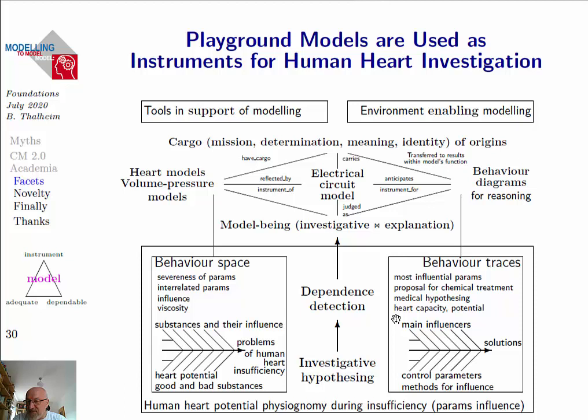what kind of problems we have with the most influential parameters. So in this case we have again our model that is from a completely different area for representing the origins and for deriving or having a good result, and for this reason we can reason about the problems we have maybe with human heart. So in this case I would call this model approach some kind of a playground model. So it is used as an instrument for human heart investigation, at least for the problems of human heart insufficiency.